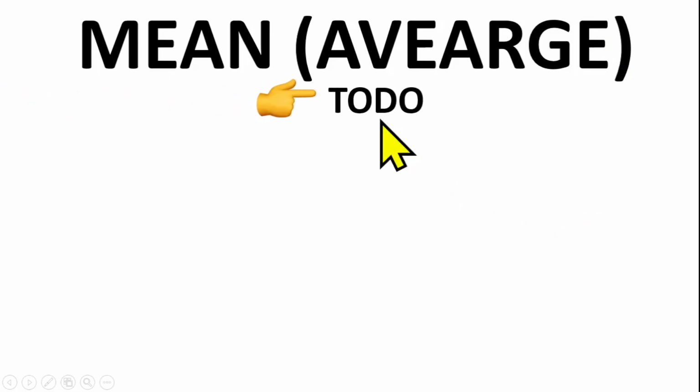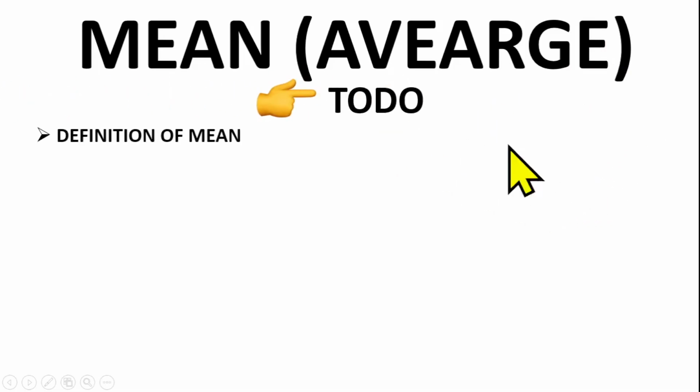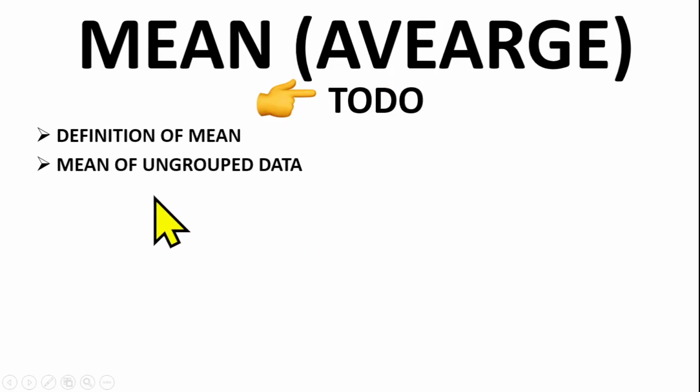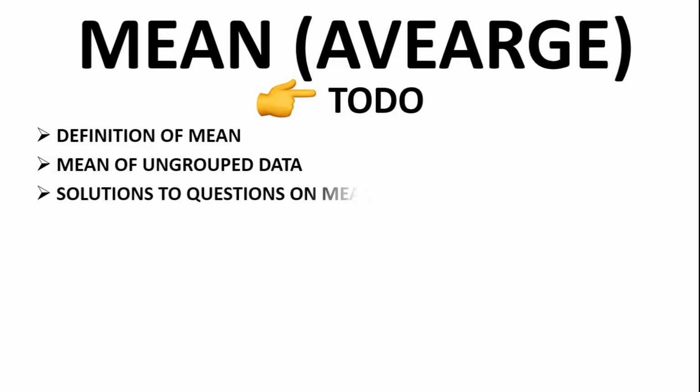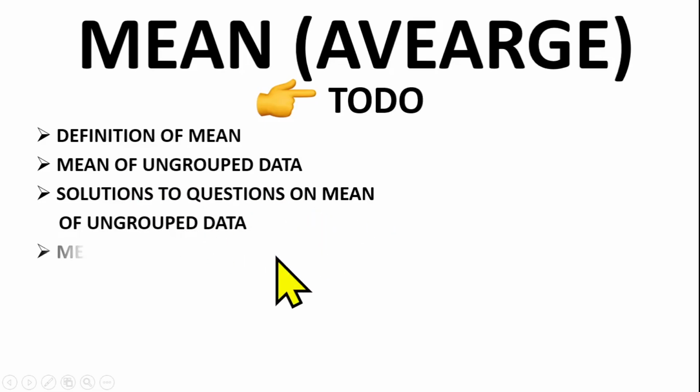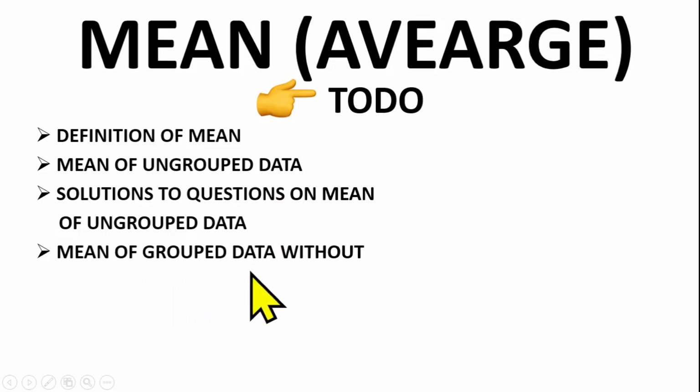So what are we going to be doing in this video? I'm going to be telling you the definition of mean. We're going to be finding the mean of ungrouped data, in as much as we know that we have grouped and ungrouped data, so we can find the mean of both. And we are going to be solving some questions based on ungrouped data, and also talking about the mean of grouped data.